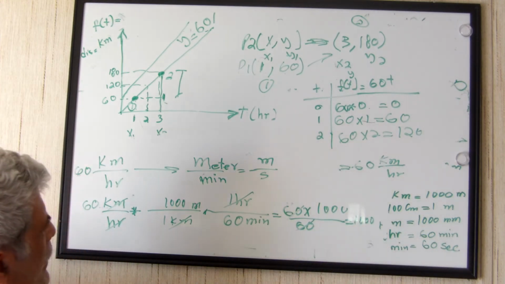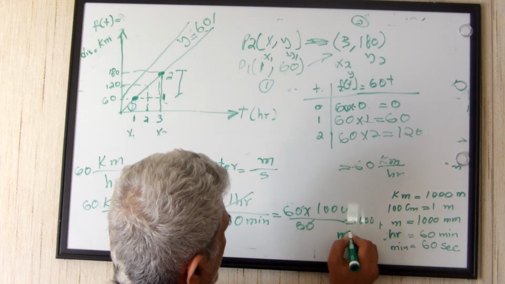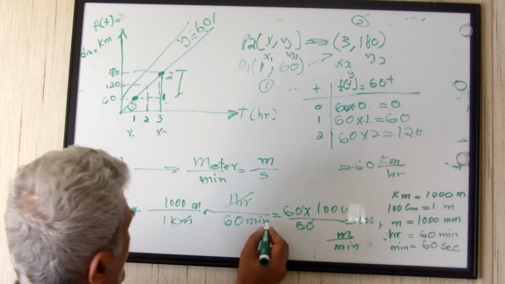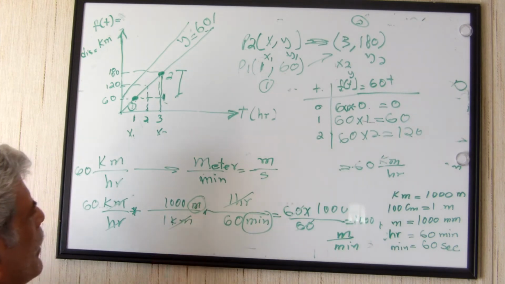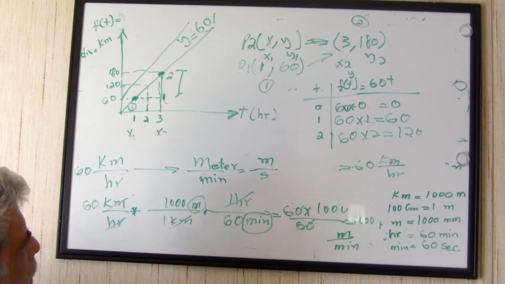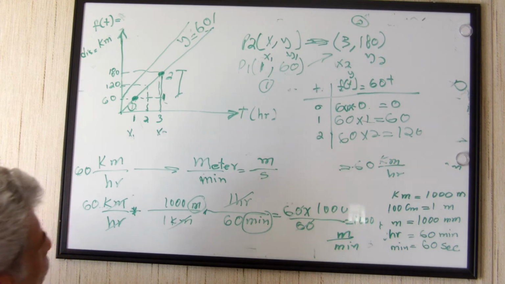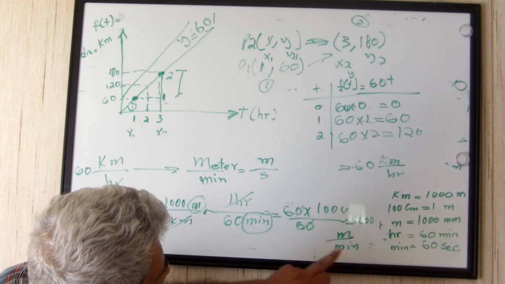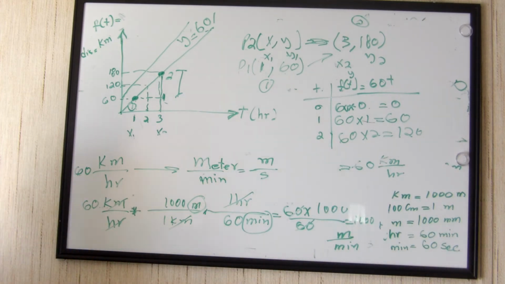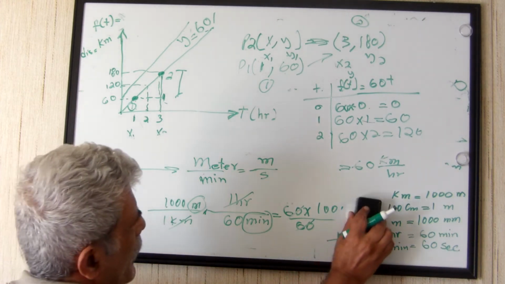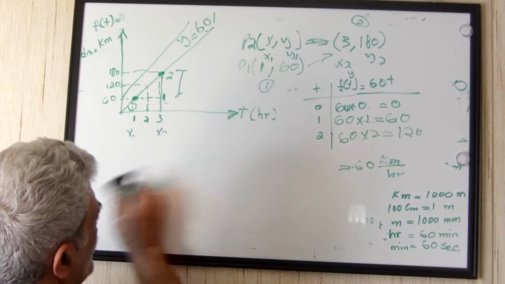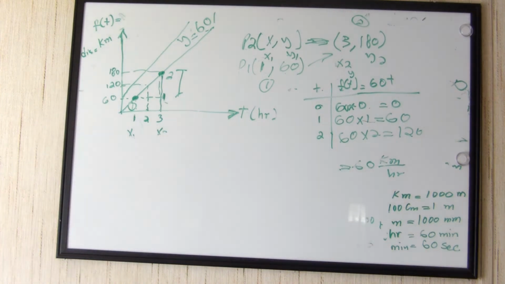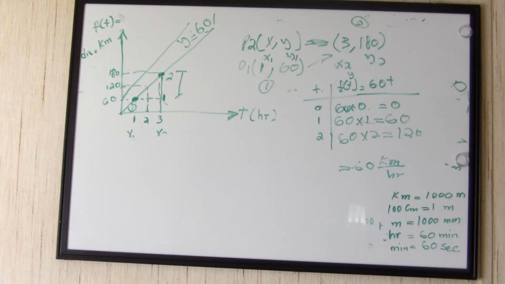What is the unit? This is going to be meter per what? Per minute. This is the only thing left for us: meter at the top and minute at the bottom. So 60 kilometers per hour means 1,000 meters per minute. Okay. So the units are very important things in math and science.